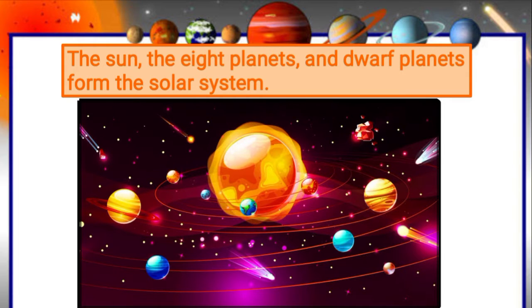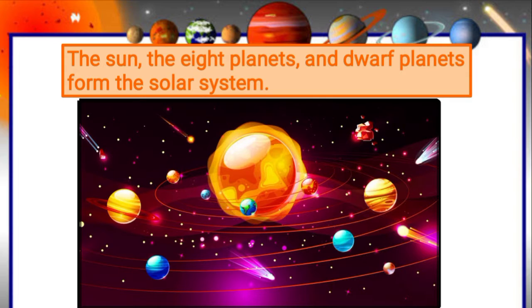What is the solar system? The solar system consists of the sun and everything that orbits, means revolves or travels, around the sun. And these include the 8 planets and their moons, dwarf planets and countless comets and other small objects. However, even with all these things, most of the solar system is empty space.